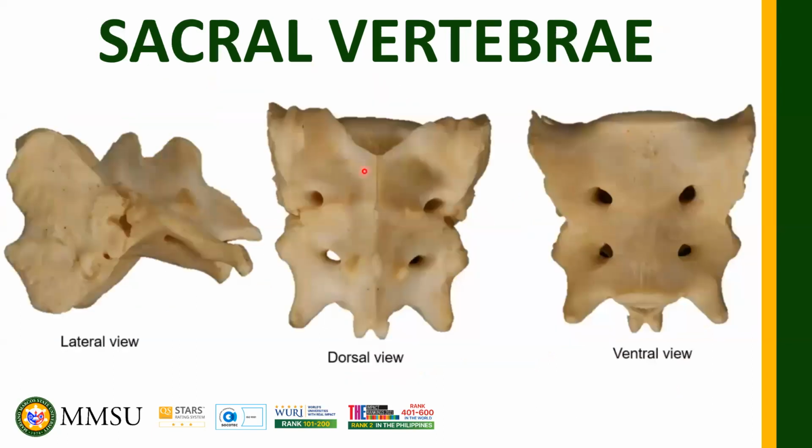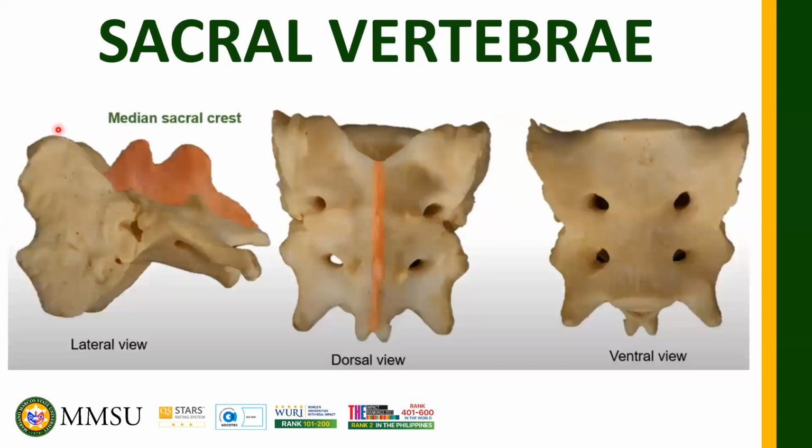And then we have the sacral vertebrae, which is under the pelvis region. So kung makikita ninyo, there are different views. So we have lateral, dorsal, and then the ventral. So meron tayong tinatawag na median sacral crest. So bony ridge din running along the dorsal surface of the sacrum. So it is formed by the fusion of the spinous processes of the individual sacral vertebrae.